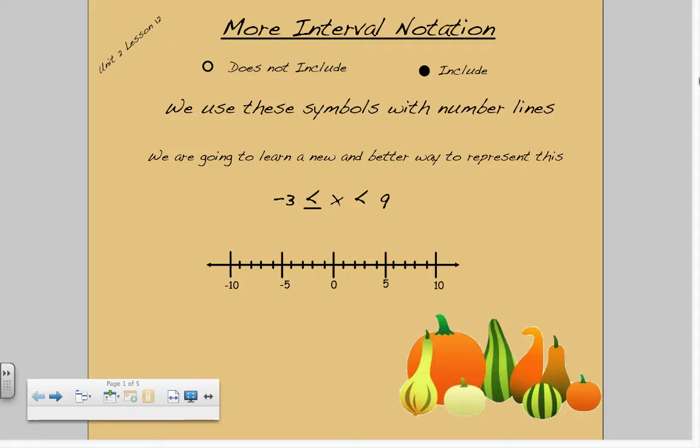We're on the last lesson of Unit 2. We're moving right along in Algebra 1. We're going to introduce you to something today called interval notation.